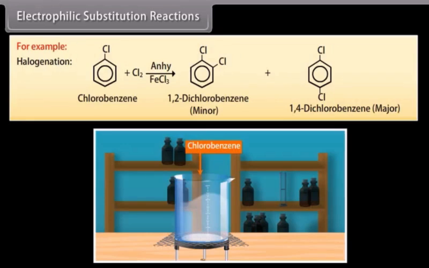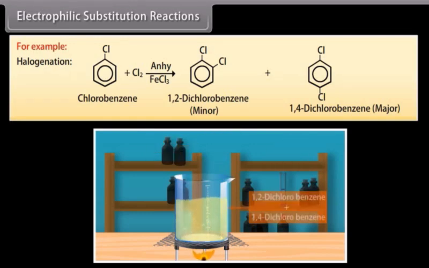halogenation. When chlorobenzene solution is mixed with chlorine and then we add ferric chloride, it reacts to give 1,2-dichlorobenzene, which is a minor product, and 1,4-dichlorobenzene, which is a major product.